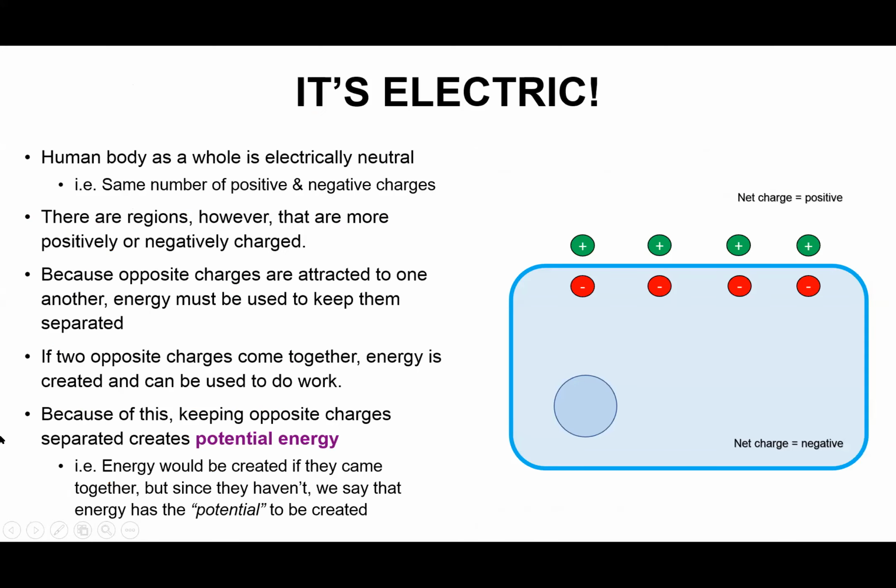And the human body as a whole is what is called electrically neutral. So in its entirety, the human body has the same number of positive and negative charges, which is why humans in general can't conduct electricity, right? We are electrically neutral beings.